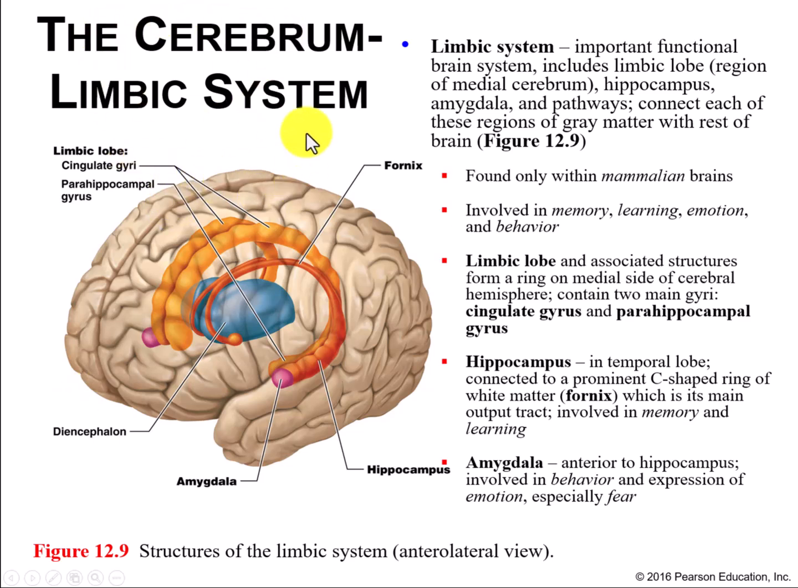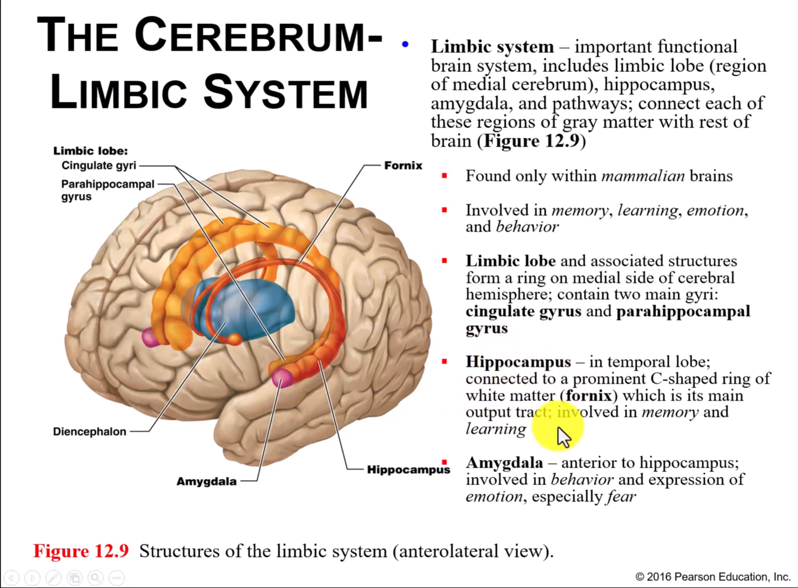Associated with the central nervous system is also our limbic system. And we have several major areas in the limbic system. The limbic lobe and associated structures form a ring on the medial side of the cerebral hemisphere. So here's our limbic lobe. Again, notice it kind of looks like those lateral horns of our ventricles. There's the fornix. You'll label the fornix in the brain.